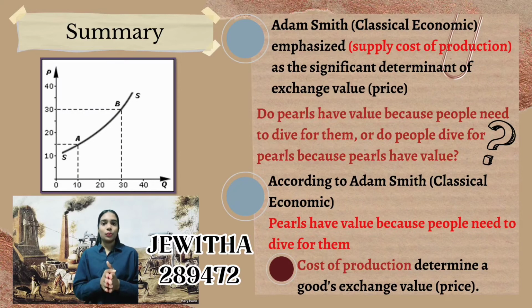As an overview, Adam Smith emphasized the supply cost of production as the significant determinant of exchange value, or price. So, the question is, do pearls have value because people need to die for them, or do people die for pearls because pearls have value? According to Adam Smith, pearls have value because people need to die for them. Cost of production determines a good's exchange value, or price.